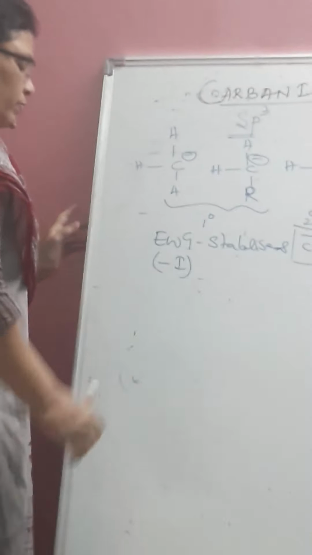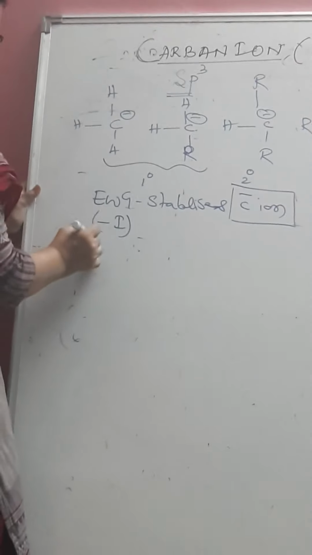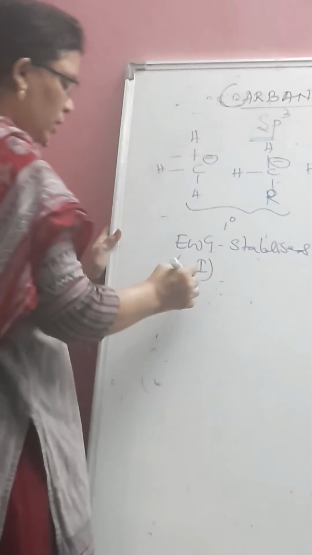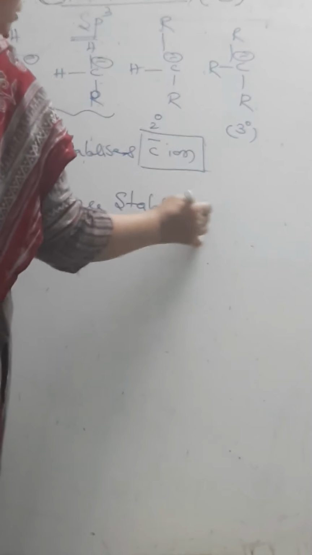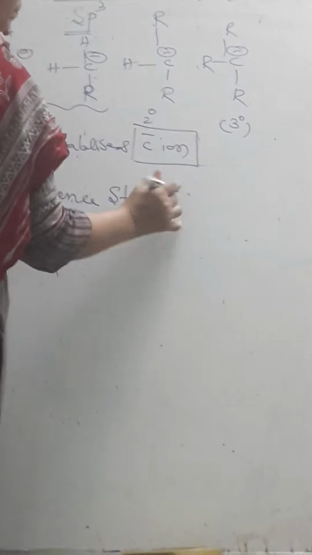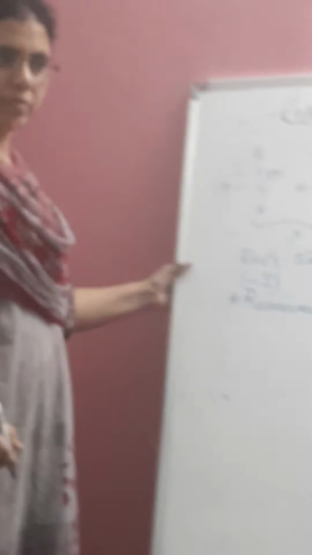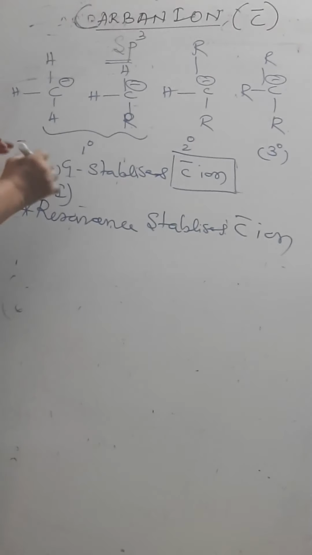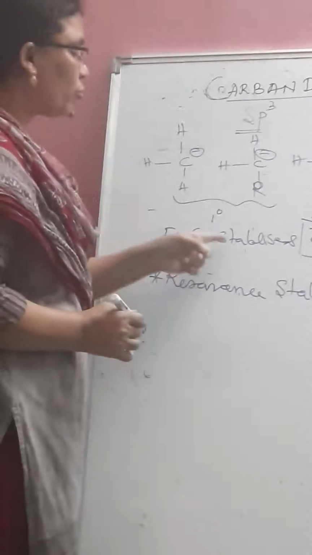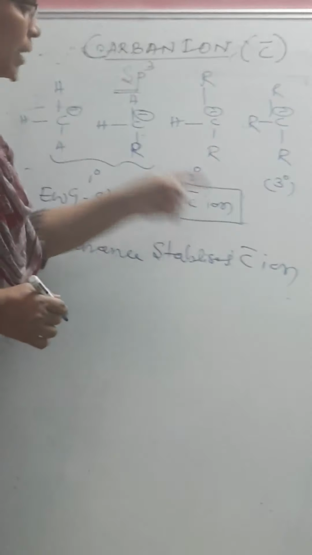But one thing is common in all the three. What is common in all the three? Resonance. Here also same point. Resonance stabilizes carbanion. Stabilizes what, tell me? Carbanion. Therefore, together we can write: electron withdrawing group stabilizes carbanion.